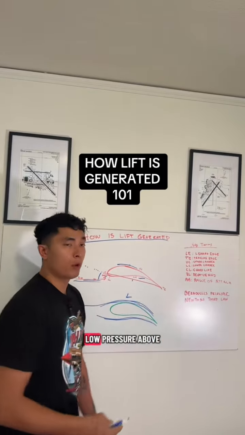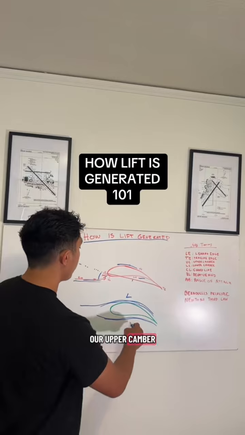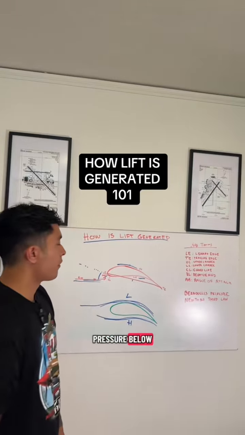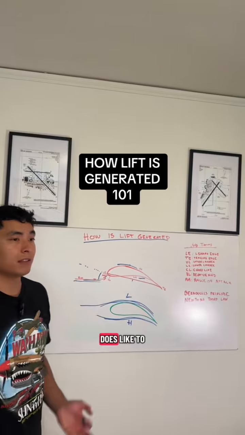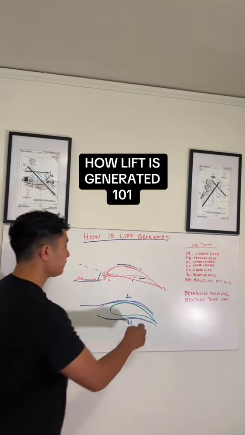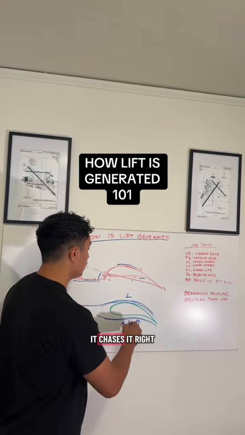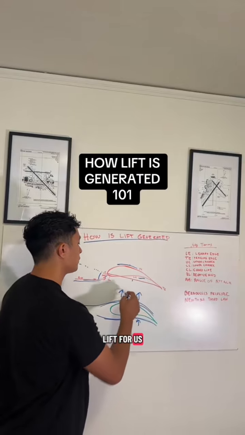So we have more of a low pressure above our upper camber and a high pressure below. And when it comes to that, high pressure does like to seek low pressure, and it creates more of like a vacuum, and it chases it, right? And it generates lift for us.